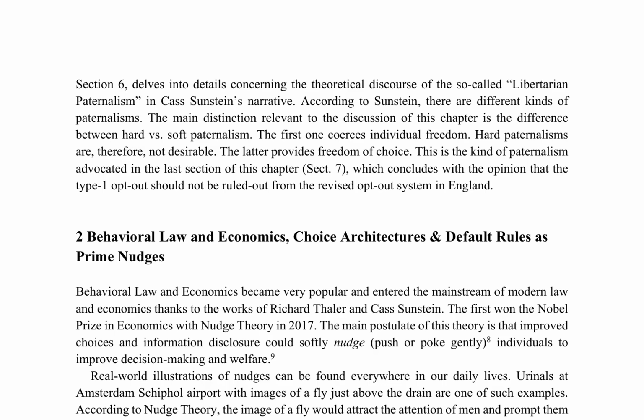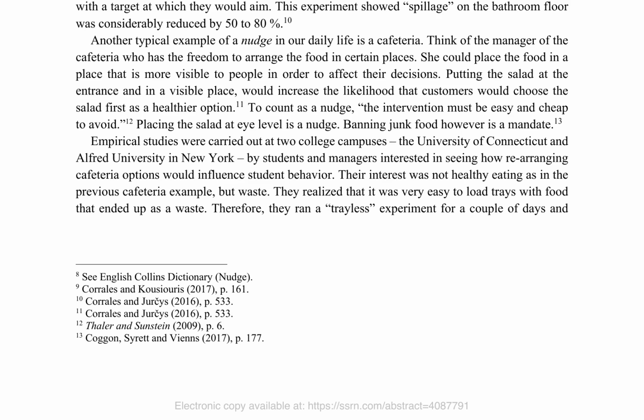Behavioral law and economics, popularized by Richard Thaler and Cass Sunstein, postulates that improved choices and information disclosure can softly nudge individuals to improve decision-making and welfare. Examples of nudges include urinals with images of a fly to reduce spillage and cafeteria managers arranging food to encourage healthier options. Empirical studies at 2 college campuses showed that removing trays reduced food and beverage waste, saving 2 tons of food and 424 liters of liquid waste weekly.